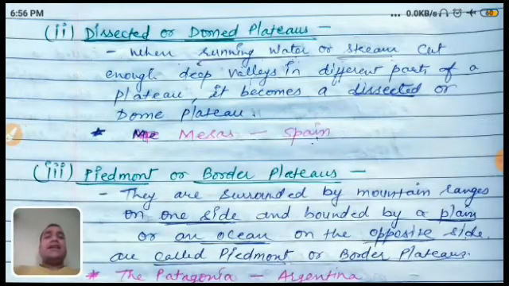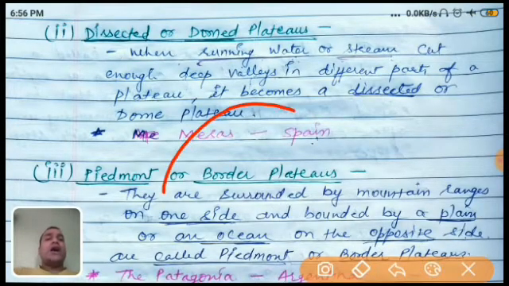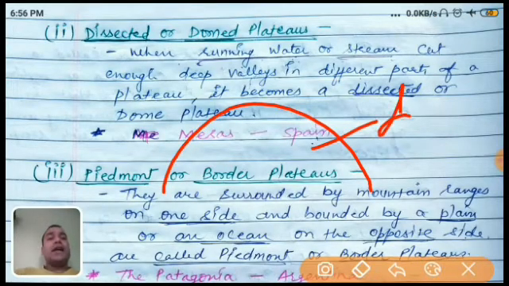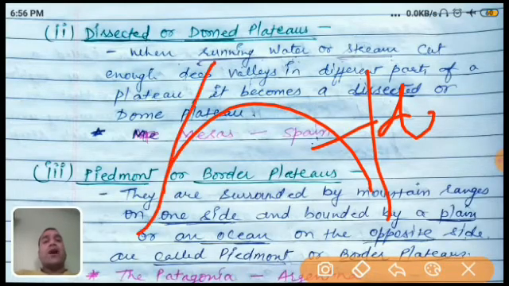Next one is the dissected or dome plateau. Which one? Dissected or dome plateau. By the name we can easily understand again. The dome: what is a dome? You have seen the dome-like structure at the top of a mosque, or at the top of some temples. So when the structure is dome-like and it is dissected, because sometimes the river is flowing from outside, from here.